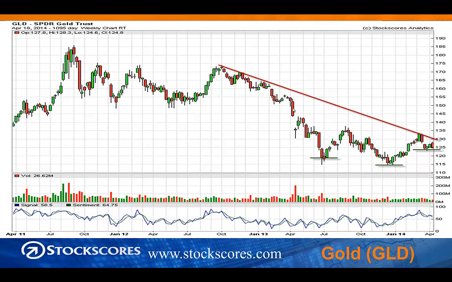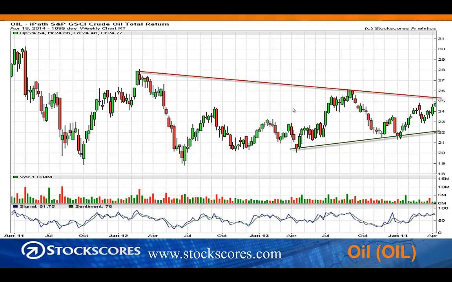There is some short-term optimism trying to build, and we should certainly pay attention to that, but we still have to take a relatively bearish outlook on gold.